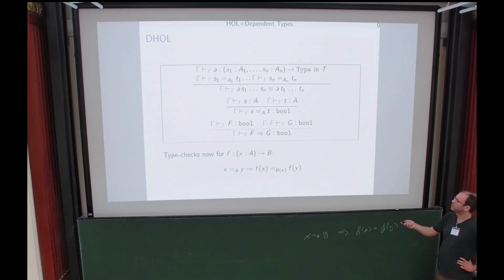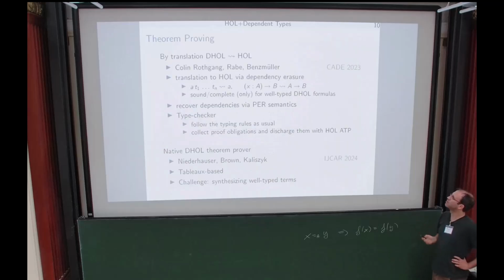Okay, so this works. Now to the implementation. So the first implementation Colin and I did together with Krista, when we built it on top of Leo, is that we translate D-hole to higher-order logic by erasing the dependencies. That is a standard translation technique. It's been well known for decades.